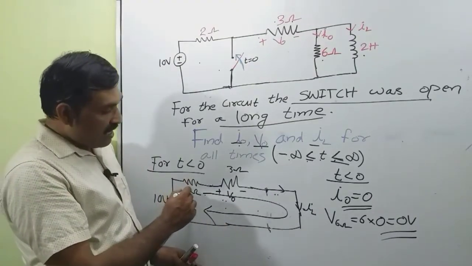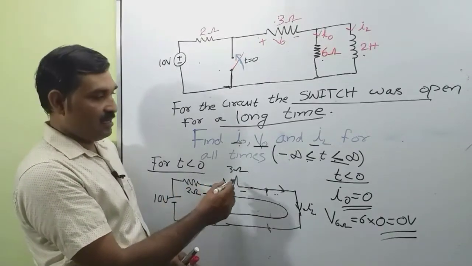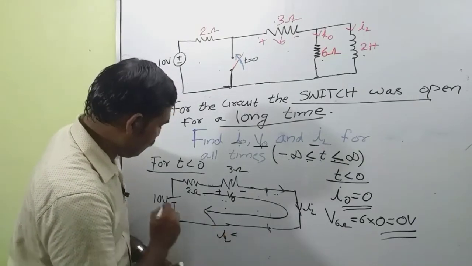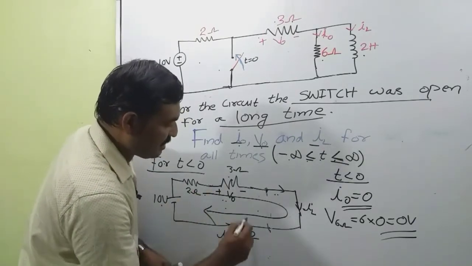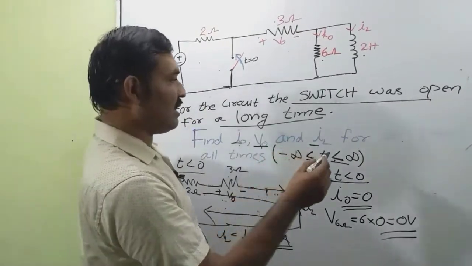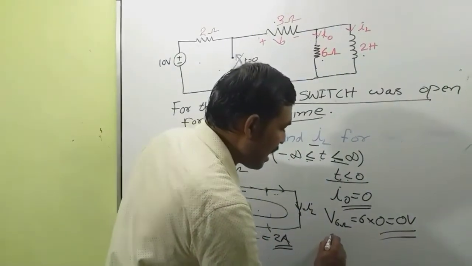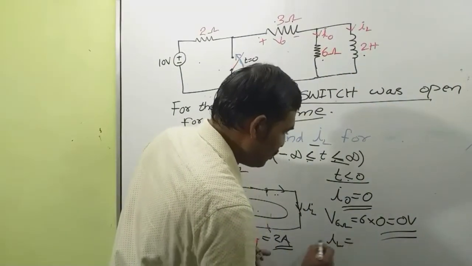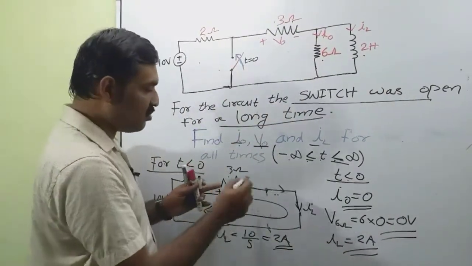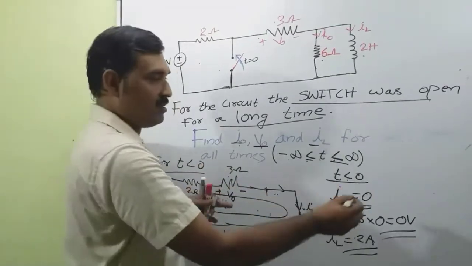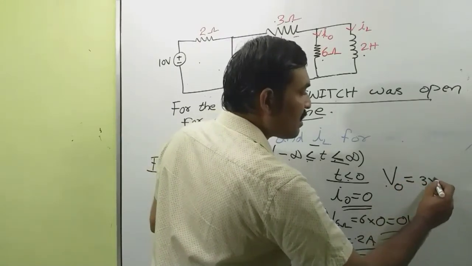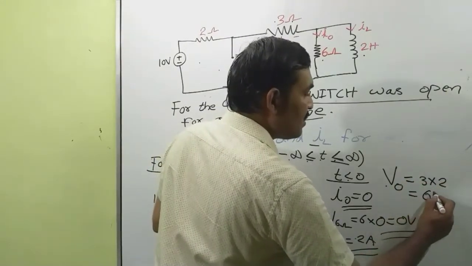Now we have a 2 ohm resistance and a 3 ohm resistance in series, and IL is the current passing through this network. So IL is equal to 10 divided by 2 plus 3, that is 5, that is equal to 2 ampere. So the current through the inductance for t less than 0, IL, is equal to 2 ampere. Now what is the voltage across this 3 ohm resistance? That is 3 ohm into 2 ampere, that is equal to 6 volt.